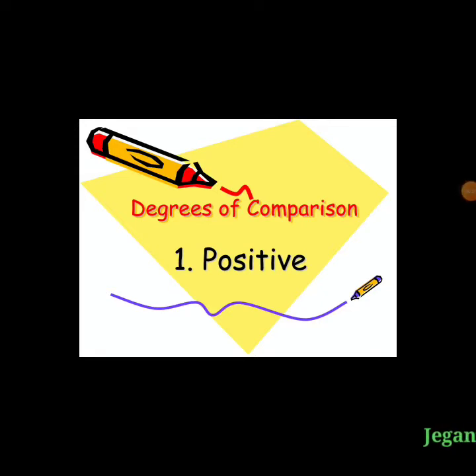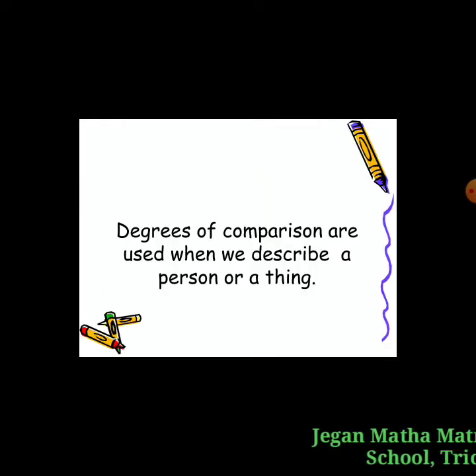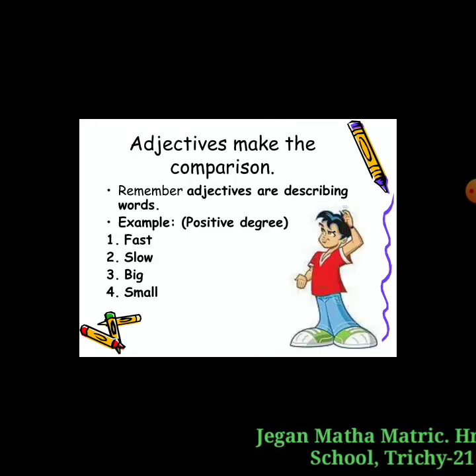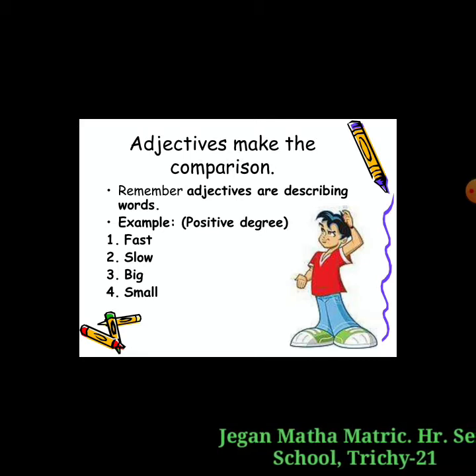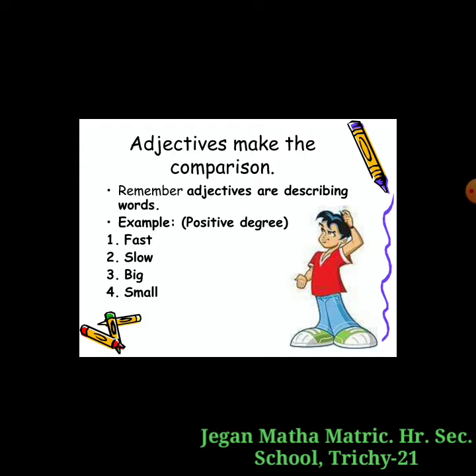12th standard English. Students, now we are going to learn about degrees of comparison. We have three types of degrees of comparison: positive, comparative and superlative. Positive, first one. Degrees of comparison are used when we describe a person or a thing. It is called positive. Adjectives make the comparison.